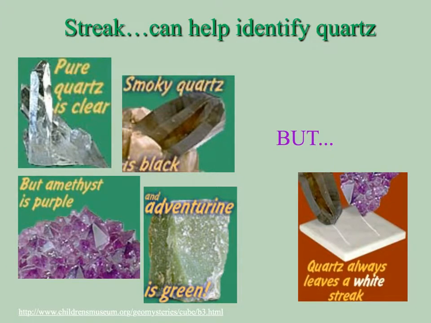Here's just another picture of streak. So streak can help identify quartz. Quartz leaves a white streak no matter what color it is. So you have an amethyst, which is a type of quartz, and it will still streak white, as you can see on the right. So you might want to write that down, that quartz is a good one to identify with streak.